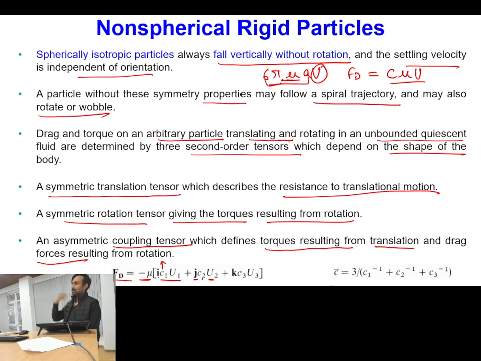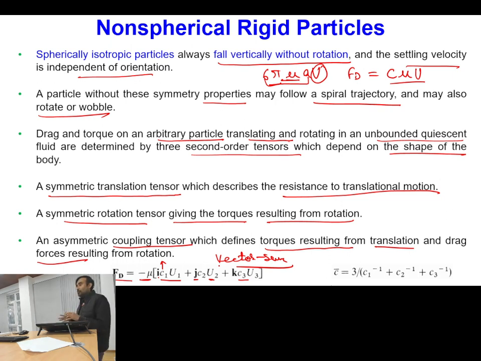Okay, which is a component of the tensor because of translation in the jth direction. And similarly, c3 is the constant in the kth direction. So all these three factors, their vector sum will give me the total drag force. And this drag force I have written is nothing but only because of the pure translation.